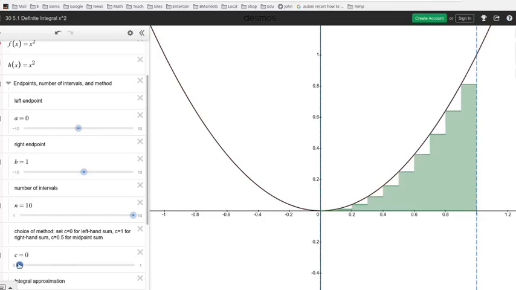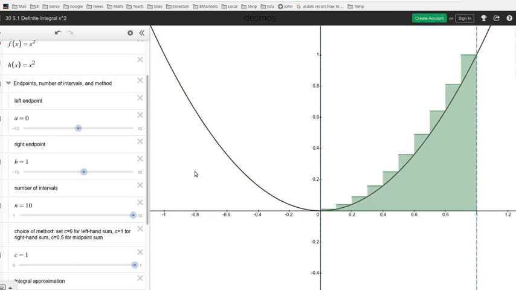And the same thing with the right rectangles. I started with 3, but notice as I add more rectangles, the area that I'm overestimating is getting smaller and smaller and smaller. So all these areas are getting smaller and smaller and smaller.